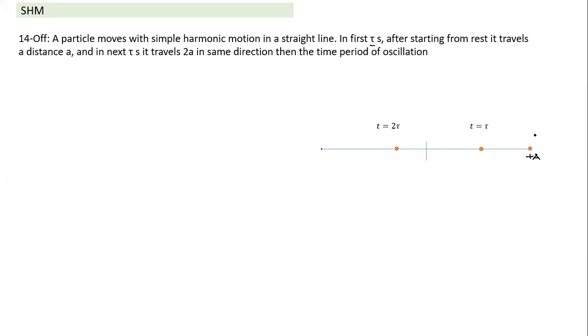So this is the starting point. This is where it starts from. And after starting, it travels a distance a in time tau. So from here to here, in time tau, it travels a distance a. In the next tau seconds, it travels 2a in the same direction. From here, the next tau means the total time becomes 2 tau. At t equal to 0 it is at positive a, this is t equal to tau, and at t equal to 2 tau, it travels a further distance of 2a. Between these two points, the distance is 2a, or from the initial point, the total distance traveled is 3a.